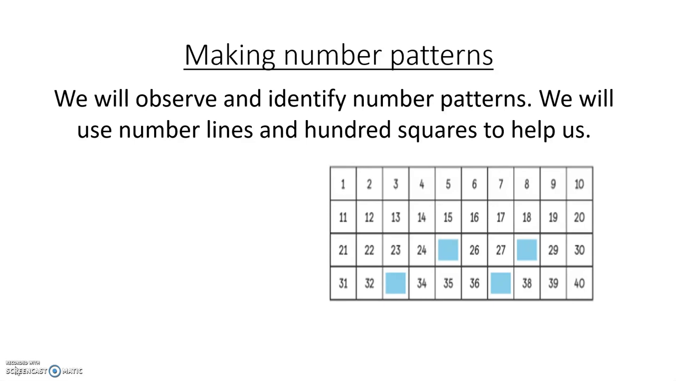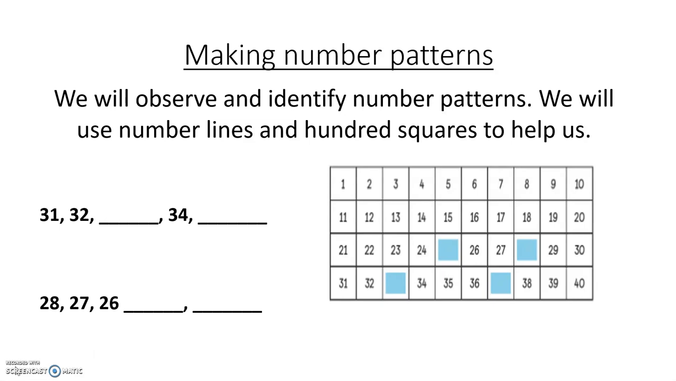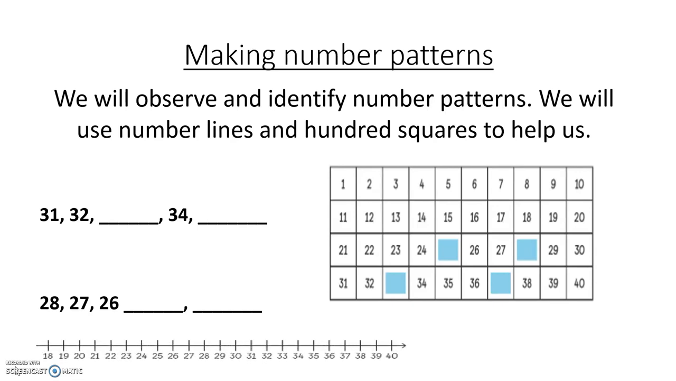Here is a number chart 1 to 40 with missing numbers. Here is a number line which has missing numbers in the sequence. Here is another number line which has missing numbers in the sequence, but this time the numbers are going backwards and not forwards. We will use number charts and number lines to help us solve the missing numbers.